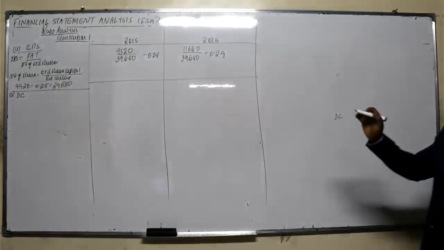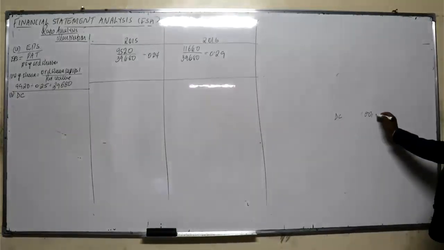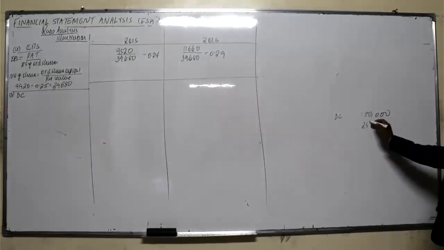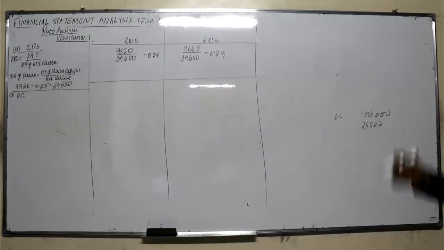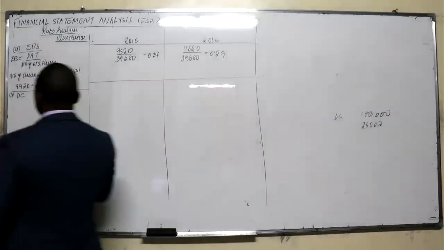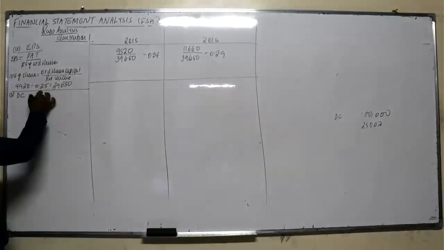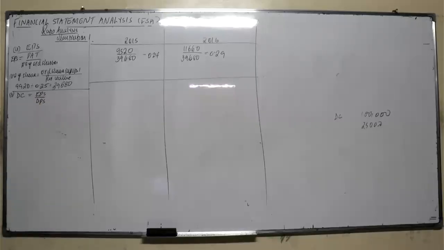For example, if you earn a salary of 100,000 and your rent is 25,000, how many times can you use your earnings to pay your rent? Good. That's DC. So to get the dividend cover, you take the earnings per share over dividend per share.